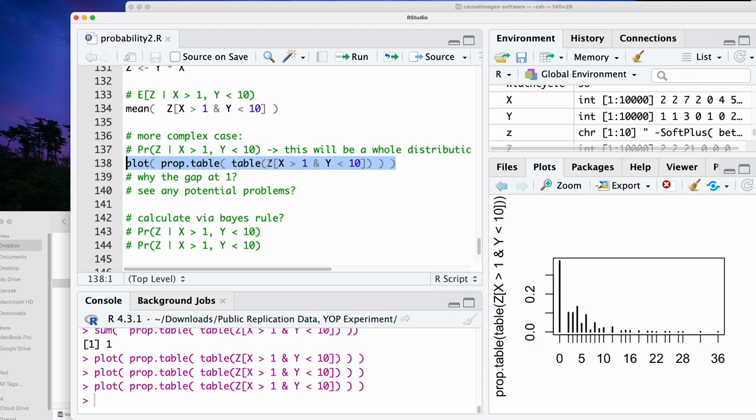I think what I should have done in retrospect is plotted the marginal distributions of X and Y and Z, and then the conditional. That would probably be better.